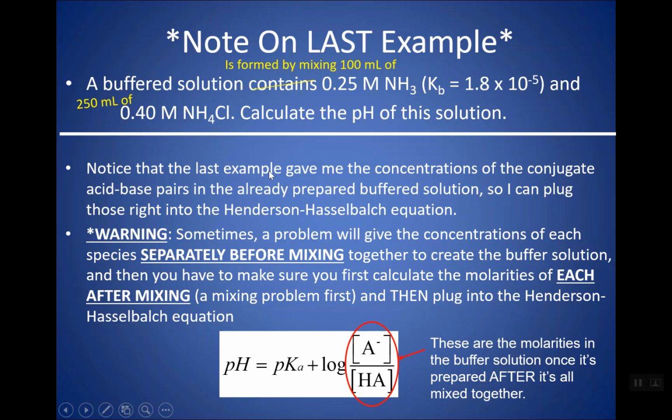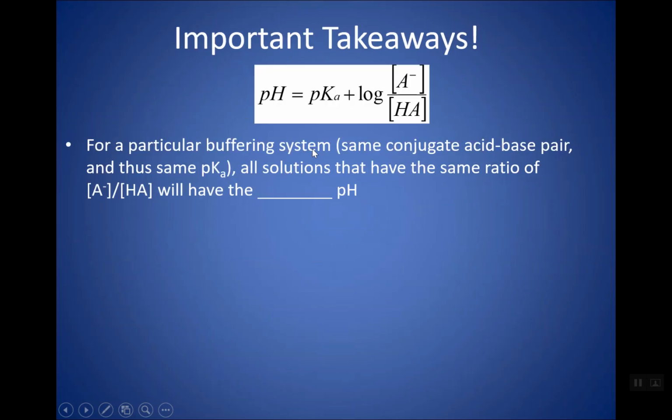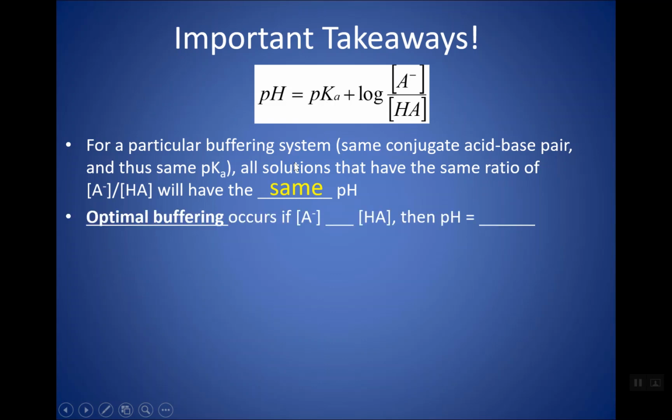Okay, as we were just starting to talk about, important takeaways. All solutions that have the same ratio of A minus, the conjugate base, over the conjugate acid will have the same pH, because if you take the log of this number, it'll be the same that you're adding to pKa. Optimal buffering, we say, occurs when these two are equal. Log of 1 gives me 0, and then pH equals pKa.